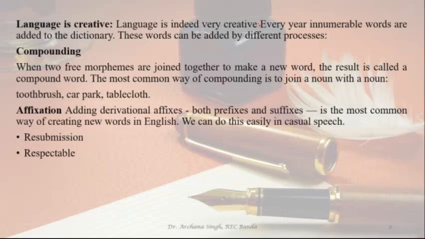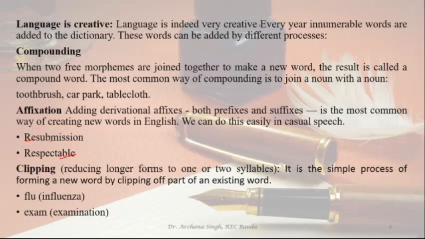We have prefixes and suffixes, which is the most common way of creating new words in English. We can do this easily in very casual speech. Like in this resubmission, re is your prefix, and in respectable, able is your suffix. So we have created two words. Submission is a root word, respect is a root word. We have given a prefix and suffix, and we have created a new word.